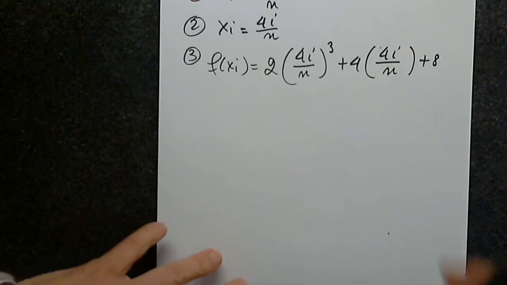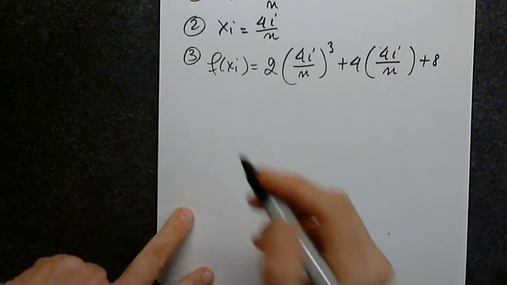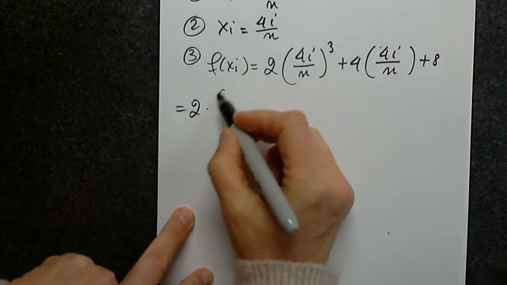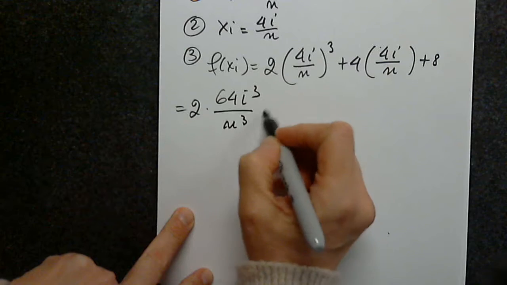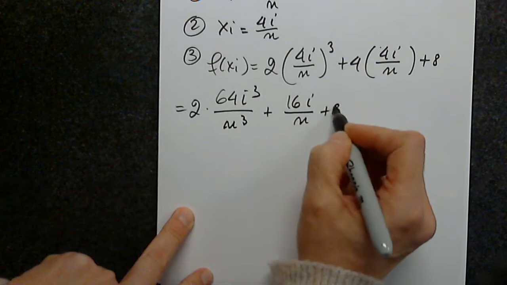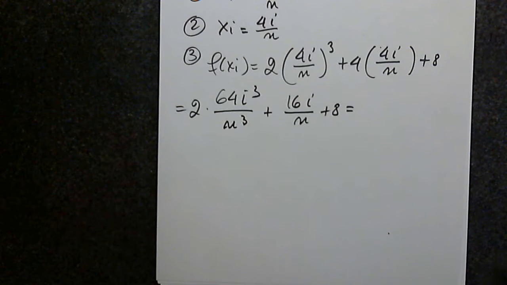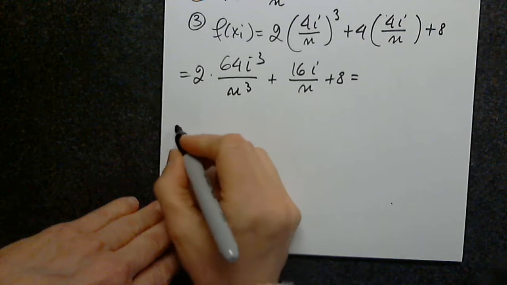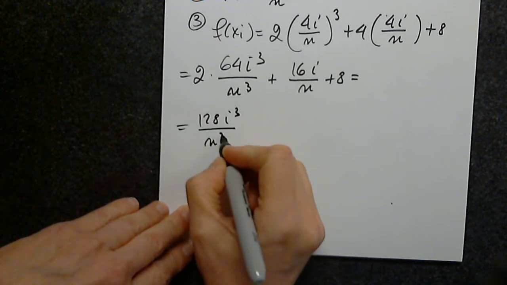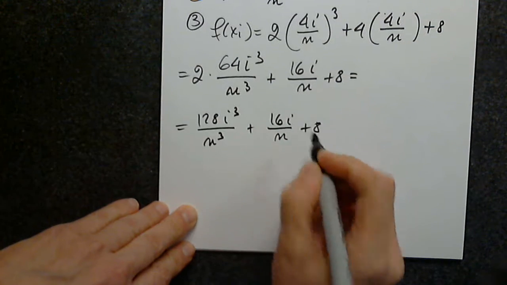Once you have this simplified, then you can put it in the limit of the Riemann sum. So this is 2 multiplied by 4 to the third is 64 i to the third over n to the third plus 16i over n plus 8. That's why we don't put it in before we completely simplify it, because it's so much. Even when you look at it, you see the limit, you see the summation notation, you see the i, you see delta x, you see f of x. You want this to be fully simplified before you put it together, because otherwise you make your life miserable. So then I have 128 i cubed over n cubed plus 16i over n plus 8.